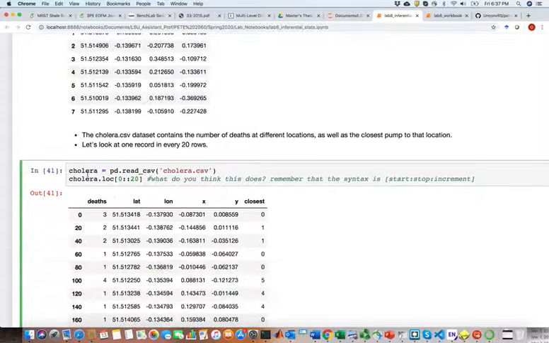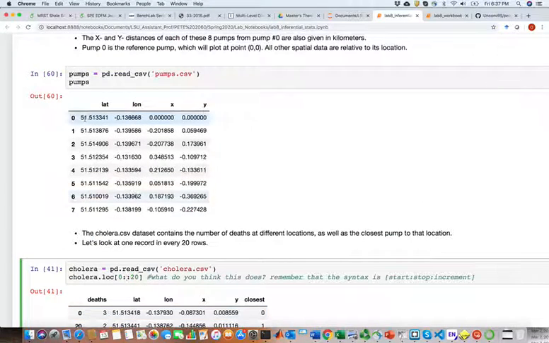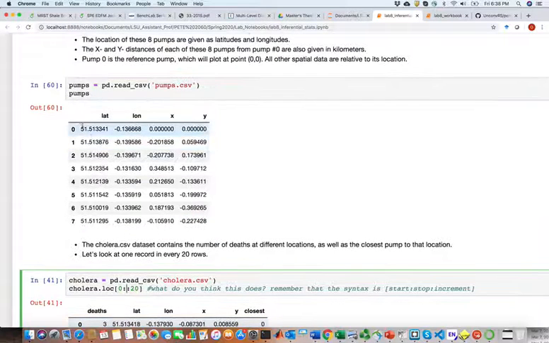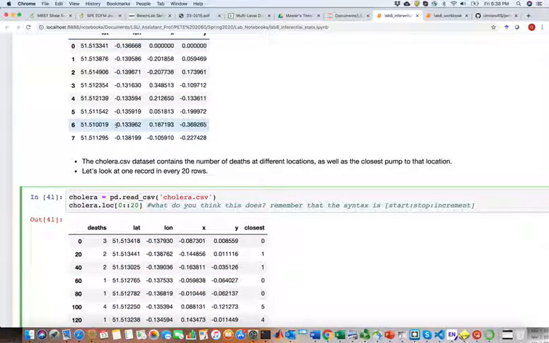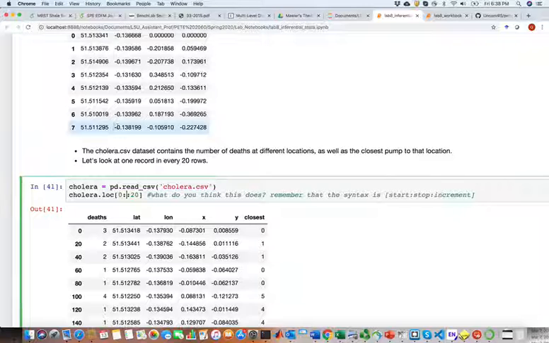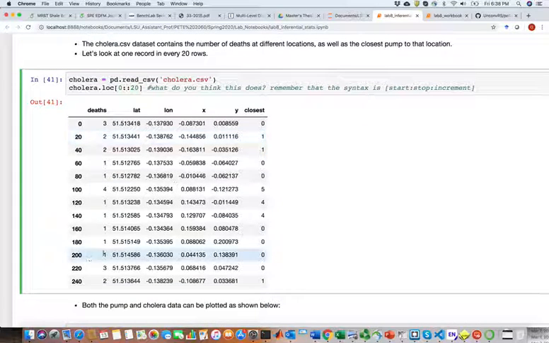The data for the deaths due to cholera are given here. They also have longitude and latitude, XY, again normalized relative to that of pump 0. So you're subtracting these two values from that of the reference location, which is the location of pump 0. You can also plot these on the same graph. So you can scatter plot these 8 points with a particular color, and scatter plot these 240 points with another color.